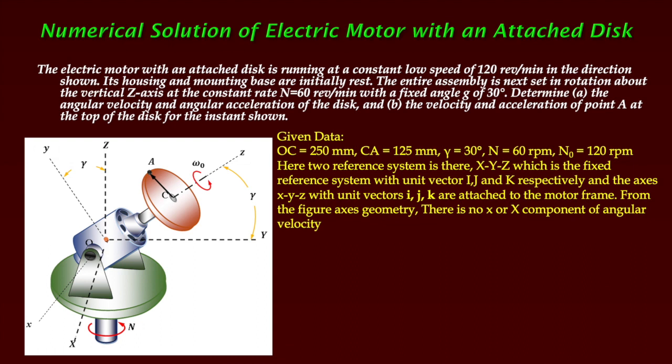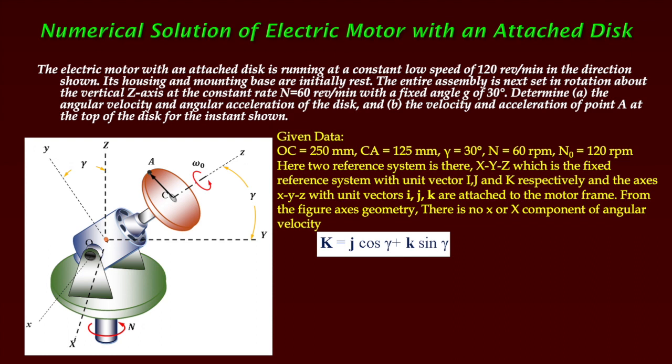And like the other problems, we will note down the given data, where OC and CA values are given, and we will assume that in the small xyz, the rotating coordinate system, the unit vectors are small i, j, k, and in the fixed coordinate system, capital X, Y and Z, the unit vectors are capital I, J and K.